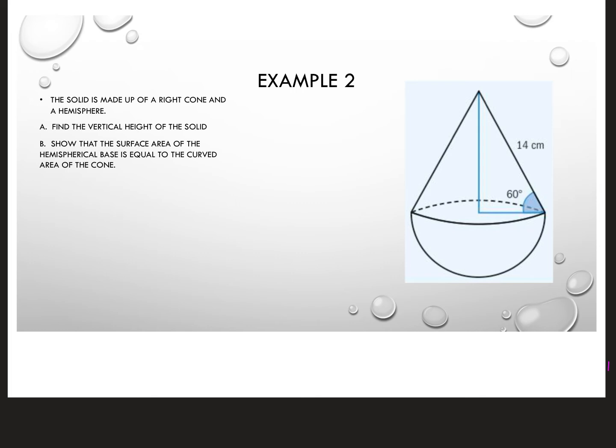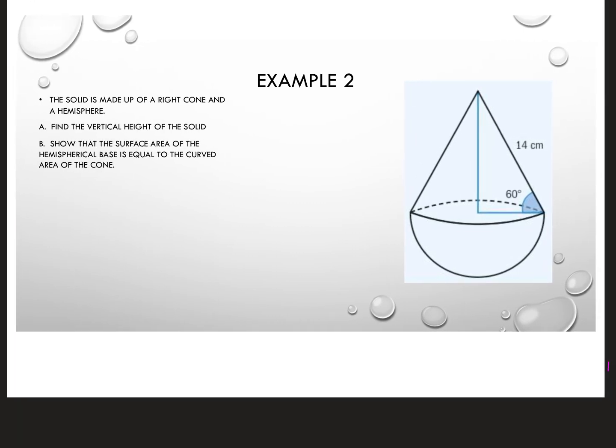You can pause and read this for yourself, but the first thing we need to do is find the vertical height of this entire solid, which means I need to know what the radius is here, because that's going to be the same as here. I also need to know what the height of this cone is.